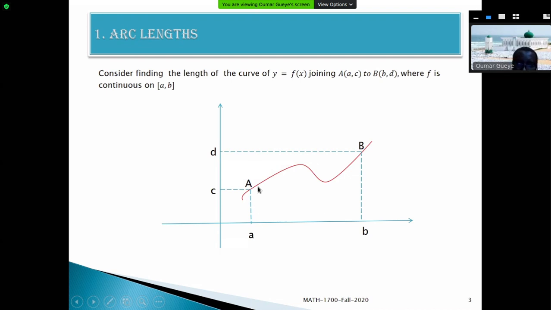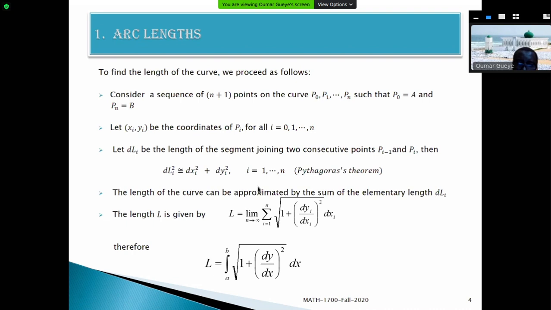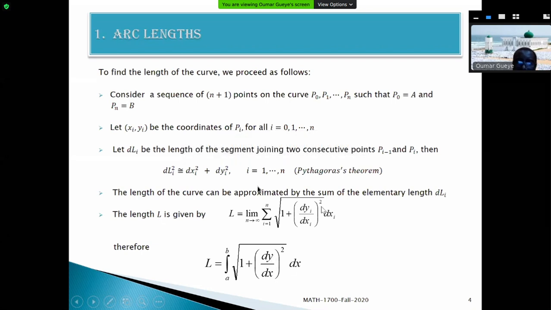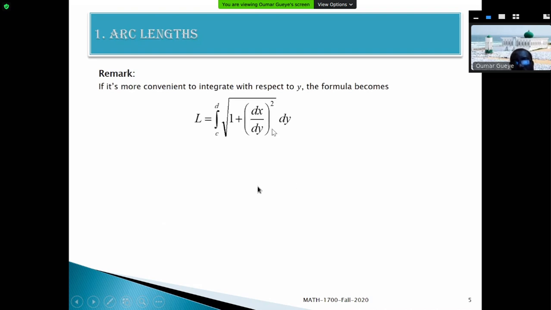So basically this is the case where your function is in terms of x. In terms of y, you switch this part to dx over dy, and that's exactly what we have here. And we go from c to d because we use the y coordinates, since we're integrating with respect to y.